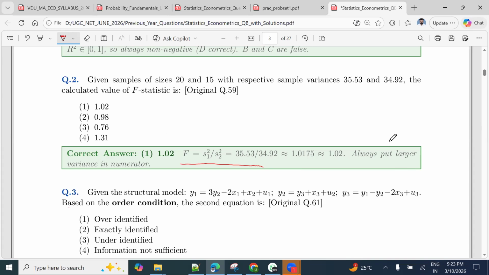Sir, S1 square means what? Sample variance. S1 square is the sample variance.